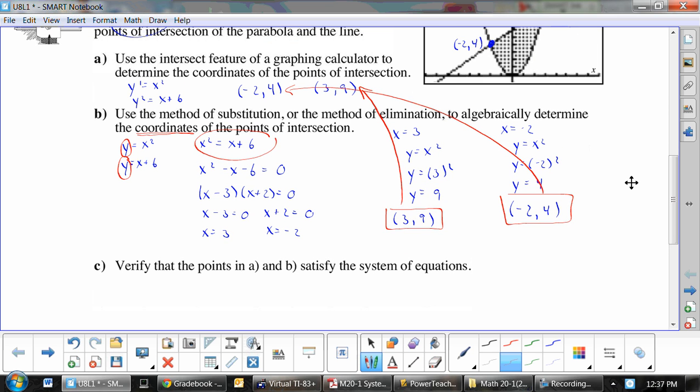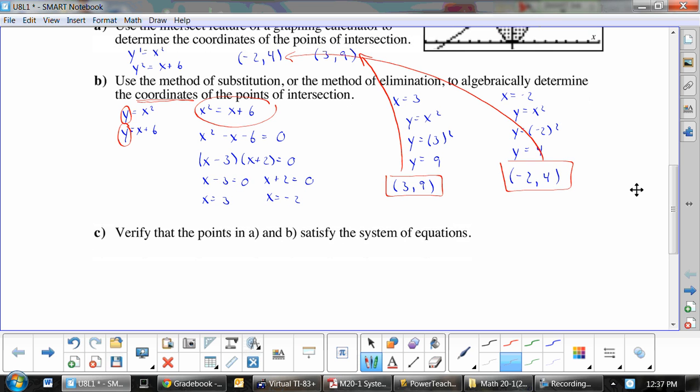For part C, they ask us to verify. So this kind of brings us to Josh's question. When they ask you to verify algebraically, what they want you to do is put that x value into the other equation. So we can go x is equal to 3, and basically it's like, oh, we found it for one, let's make sure it matches up with the other.